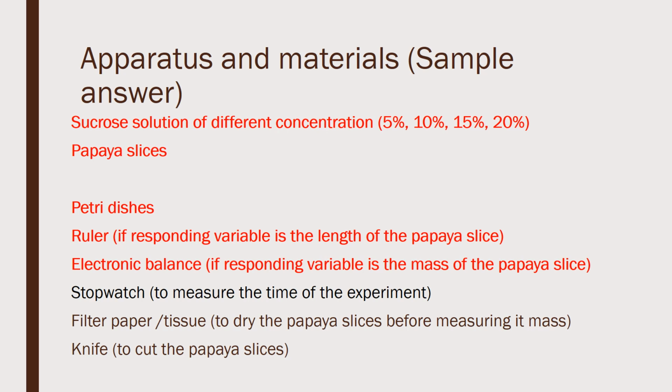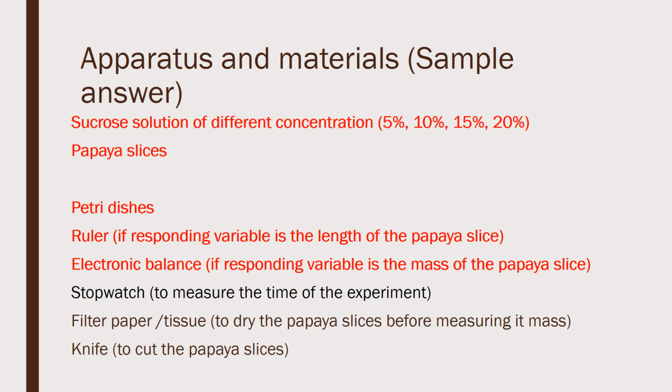Next, handling the responding variable depends on how you're going to measure the condition. You can use a ruler to measure its length, or you can use an electronic balance to measure its mass. So if you use a ruler, then no need for an electronic balance. If you use an electronic balance, then no need for a ruler. It's either one, but you need to include at least one in your materials or apparatus.